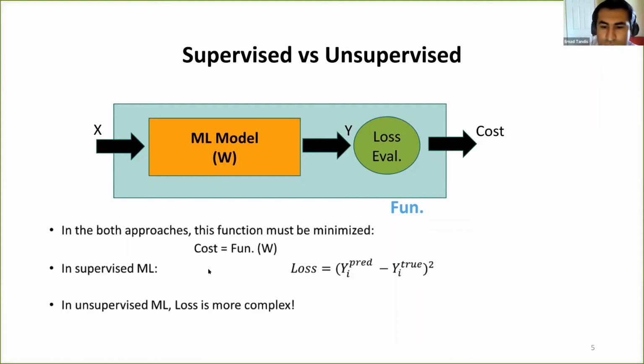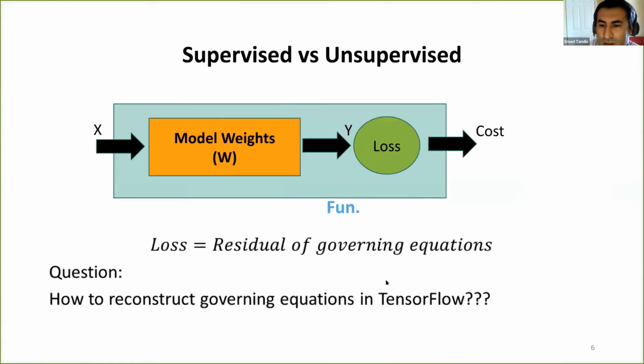In the supervised approach, the loss is defined as the square difference of predicted Y and true Y. So you need to have access to the true Y. In the unsupervised approach, you don't need to have access to the true Y. So it seems that the loss function in unsupervised is more complex. Here we take the idea from the physics-informed neural network approach. In this idea, the loss is defined based on the residual of the governing equation. So we want the cost and loss to be as close to zero as possible.